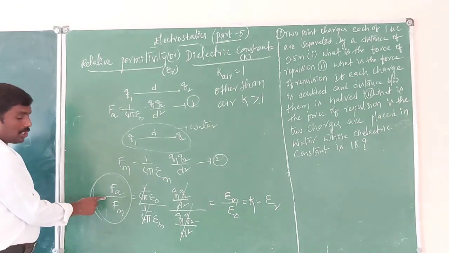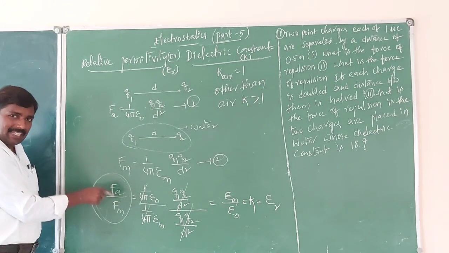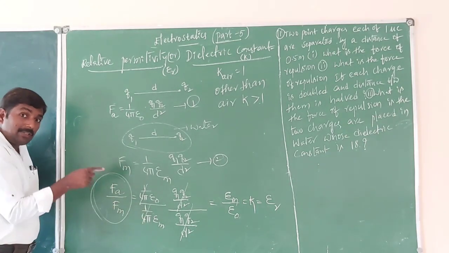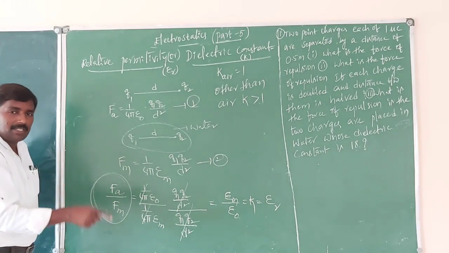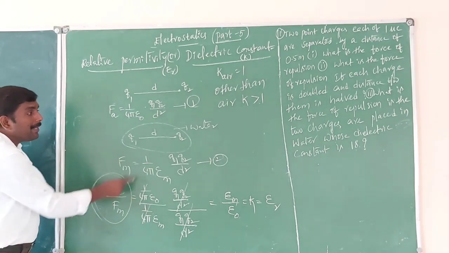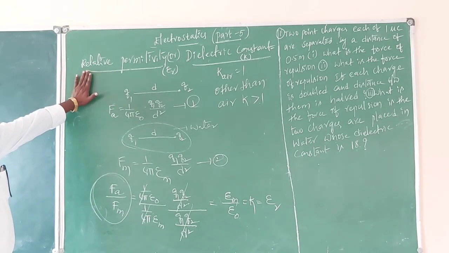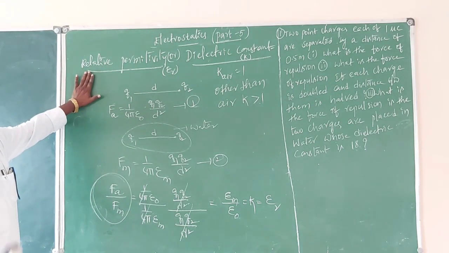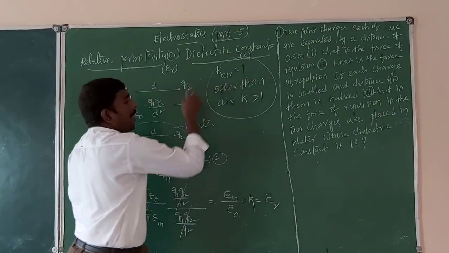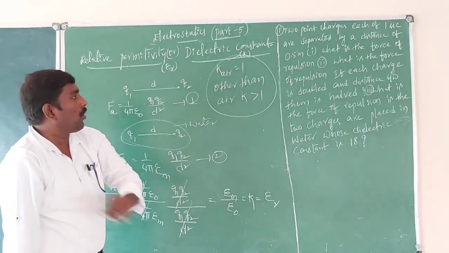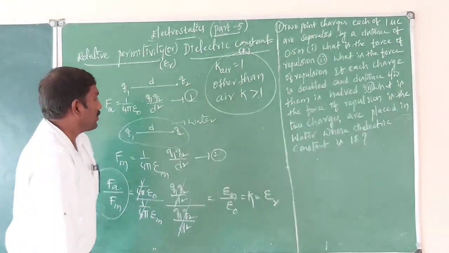Once again, the ratio of force between two point charges kept in air, separated by a certain distance, to the force between the same two point charges at the same distance, which are placed in the medium. So that is the relative permittivity or dielectric constant. Please remember it. It is very important. The value of K for air is equal to 1; other than air, K is always greater than 1.